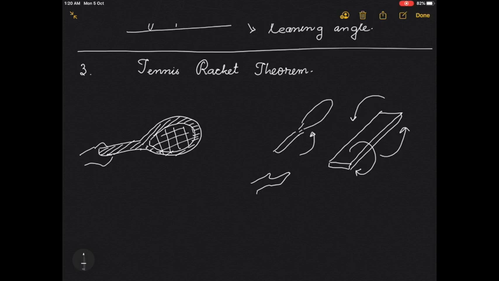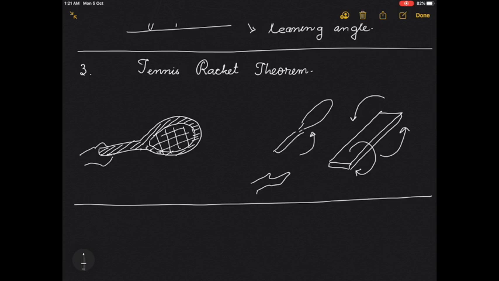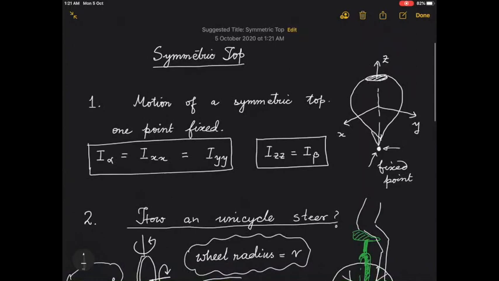And there is a particular reason why it happens, and I'm not going to tell you why it happens, but it's called the tennis racket theorem. Okay, so this is a problem that I at least would like you to look at. There will be enough examples on YouTube as well. I would like you to look at the phenomenon, and then if you are enthusiastic enough, you can try to solve for it using the rigid body mechanics that you have learned so far.